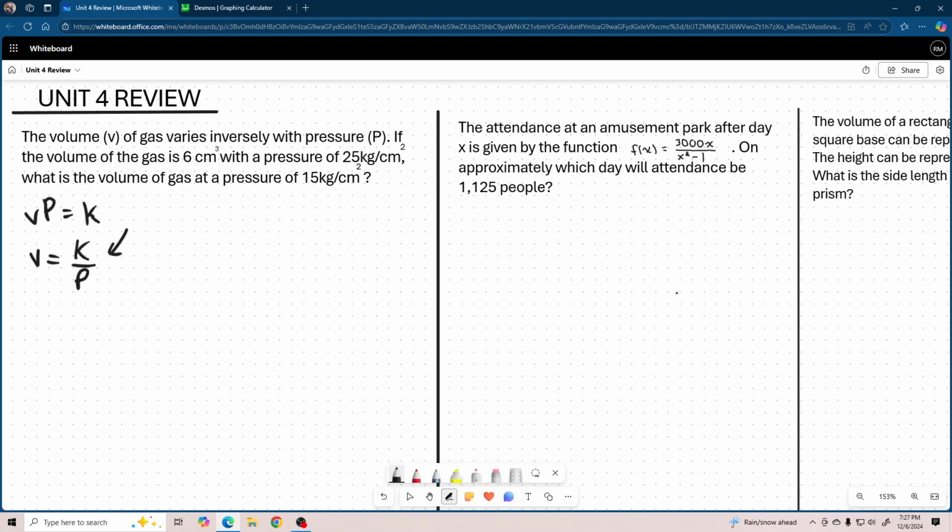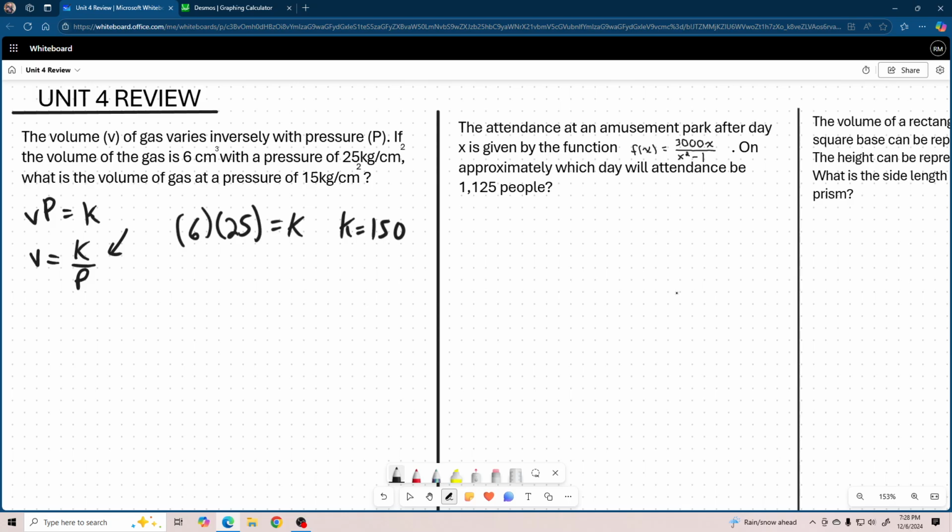Okay, so we know that the volume of gas is 6 centimeters, with a pressure of 25 kilograms per centimeter squared. And that's going to equal our slope or scale factor for this problem. So we do 6 times 25, and we get that K equals 150. All right, and that's going to be important because now we can use that as a rule, so we can plug in the information we have for the other scenario.